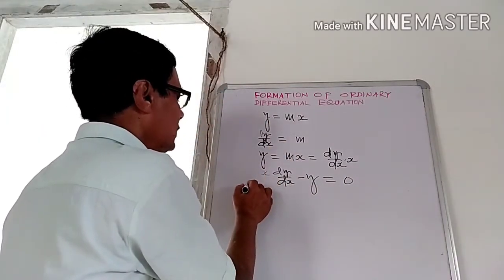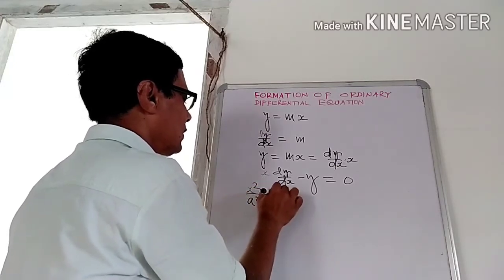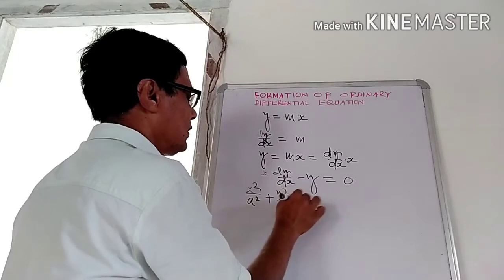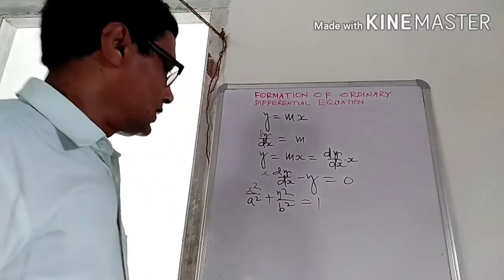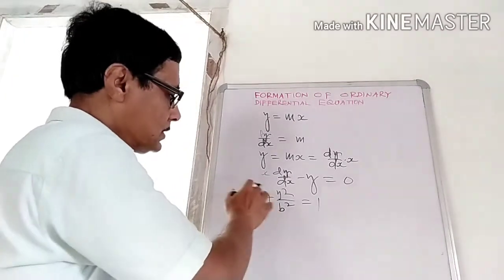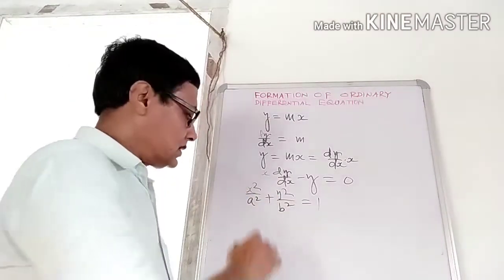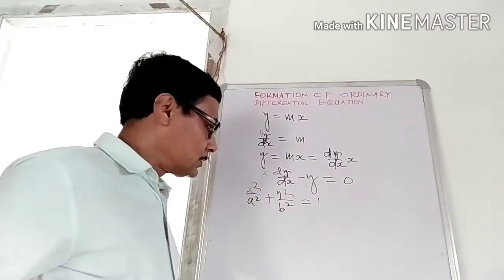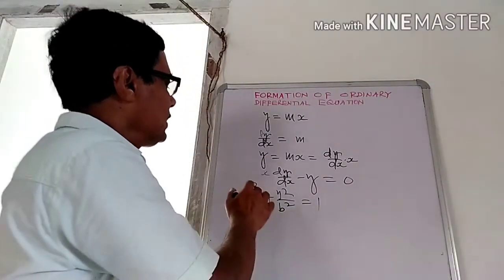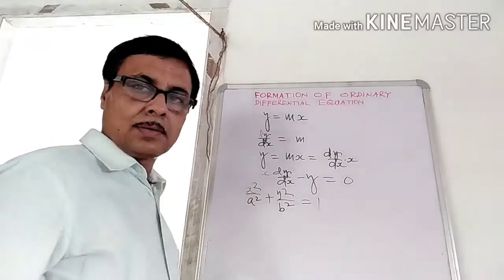Now take another example. Suppose you see this is an equation of an ellipse. This is the equation of an ellipse. There are two parameters which are a and b. So we have to eliminate these parameters such that we get the differential equation.